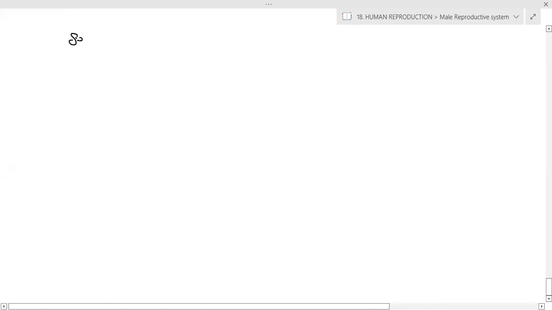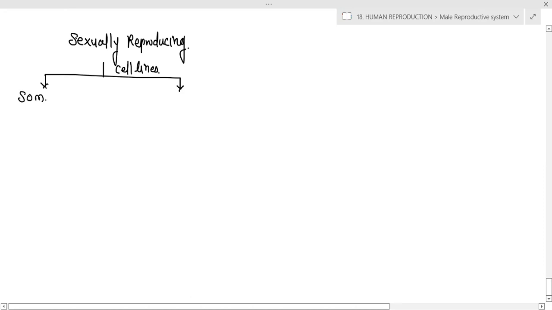When I talk about sexually reproducing organisms, whether it is a sexually reproducing plant or animal, simple or complex, the condition is that it should be sexually reproducing. In sexually reproducing animals, we see two different types of cell lines. One cell line is called the somatic cell line. The somatic cell line makes up our whole body. These cells make the complete body.